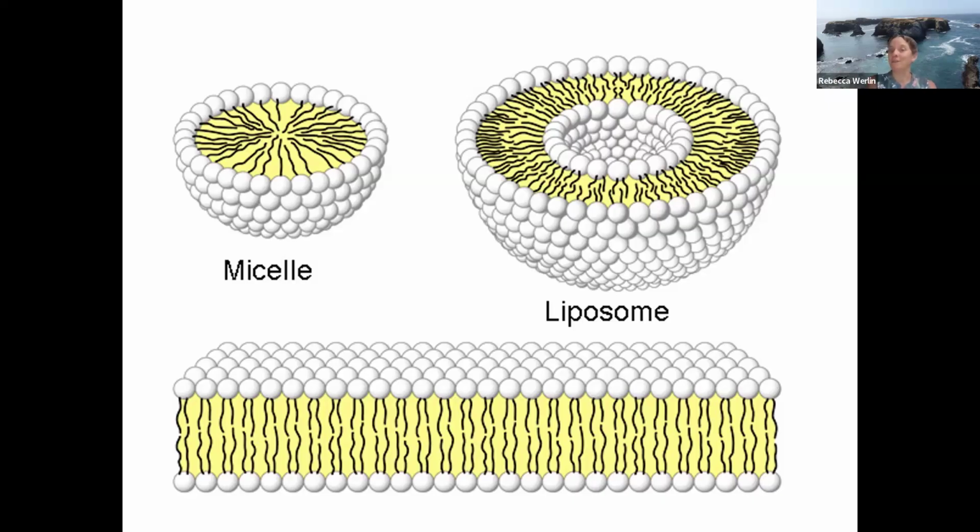And so a phospholipid, P-H-O-S-P-H-O-L-I-P-I-D, a phospholipid, is that little kind of ping pong ball with the little legs. That is one phospholipid. And so the phospho part, the white part, is going to be hydrophilic. And the two little legs are hydrocarbon legs, and those are hydrophobic. And so hydrophobic legs of phospholipids will always face towards each other, and the hydrophilic heads will face out.